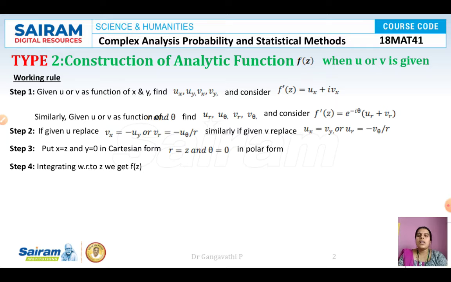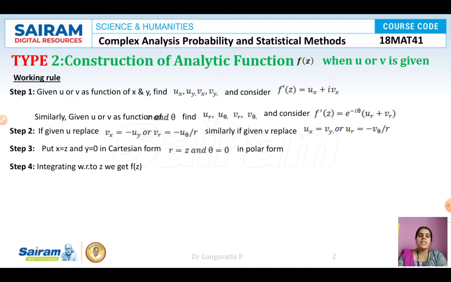Step 2: if u has been given, we have found the derivatives. Wherever we have vx, replace that by minus uy. In the CR equations, vx must be replaced by minus uy, and vr must be replaced by minus u theta by r, that is in polar form. Similarly, if v has been given, replace ux by vy and ur by v theta by r.